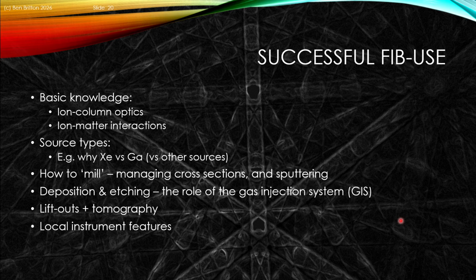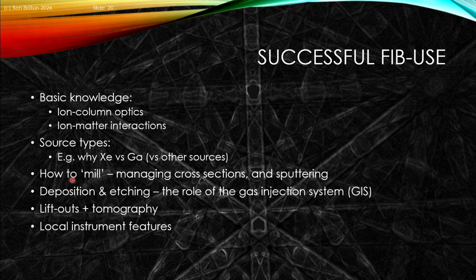Now, one of the bits here is that FIB can be quite challenging. There's plenty to use and plenty to think about, but successful FIB use hopefully has a reasonable understanding of the ion column optics to perform a nice experiment. We're also going to optimize to, for instance, reduce damage where possible because we understand ion matter interactions. And we're also going to have an appreciation of why we might want to use a xenon FIB or a gallium FIB or other sources.